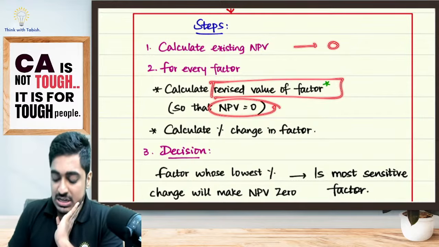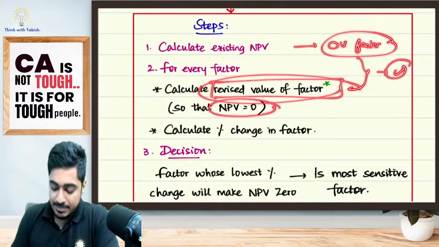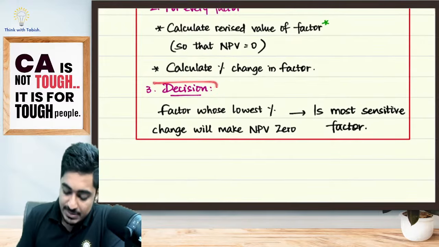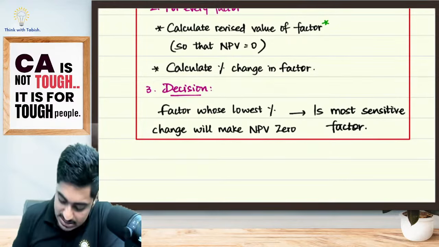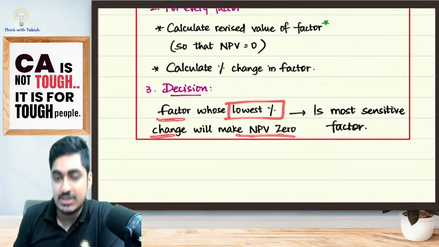And I know the original value of factor. I will calculate the revised value of factor. Based on that, I will calculate the percentage change in the factor. Is this clear, everyone? Based on that, I will be taking a decision. Here, when I am taking the decision, the factor whose lowest percentage change makes NPV zero.